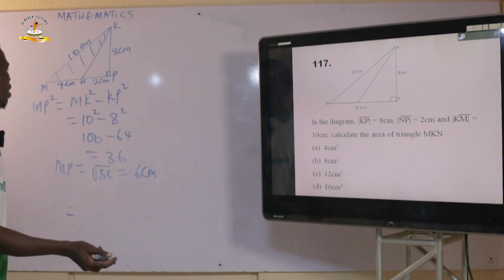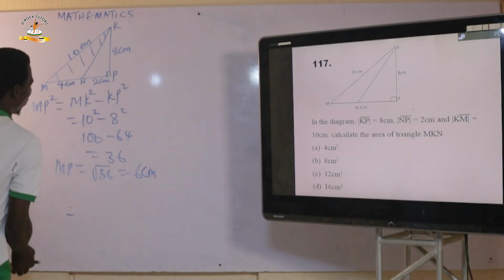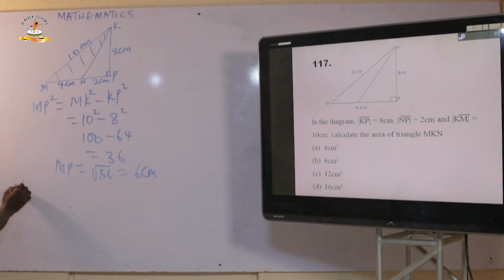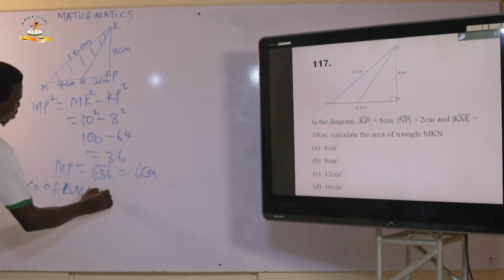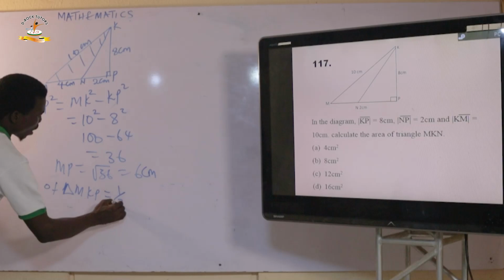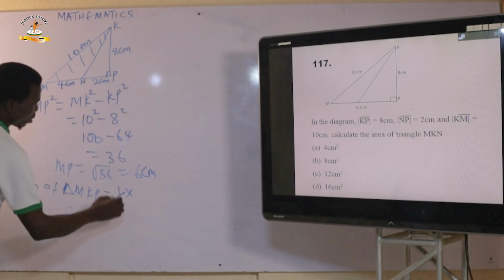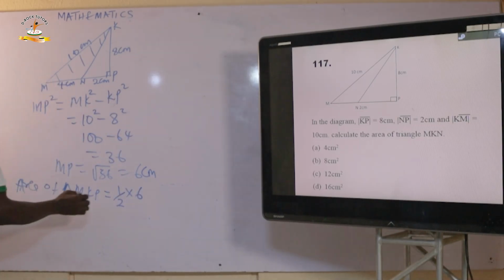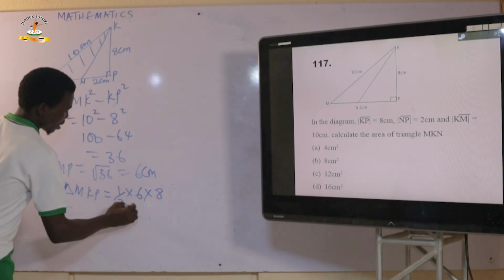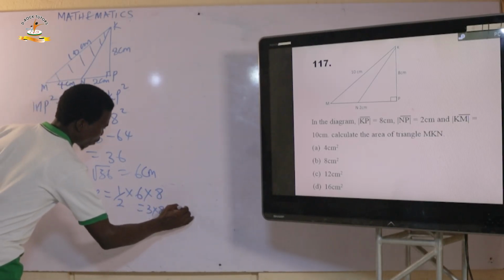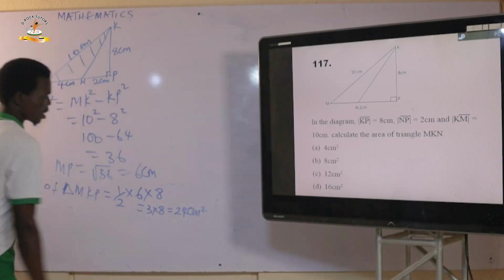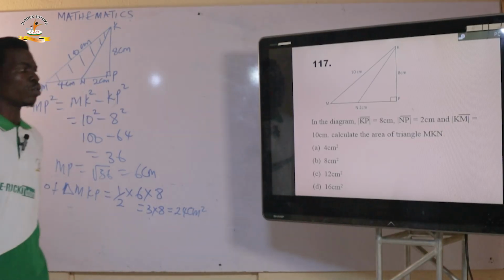Having done this, the next thing we do is to look for the area of the whole triangle. So area of triangle MKP is simply half of the base. What is the base? That is the 6 we just got, times the height, times the 8. And this is simply 3 times 8, which is 24 centimeter squared. That's the area of the total triangle.